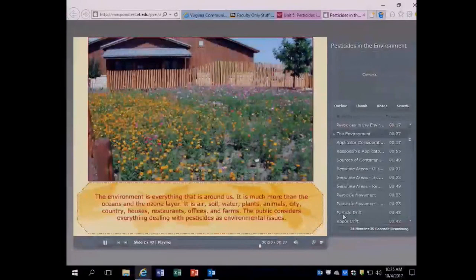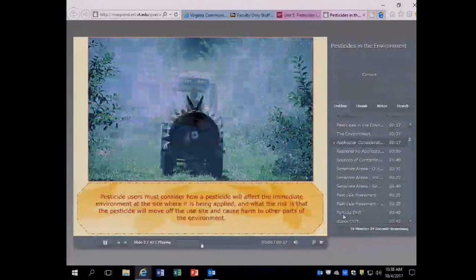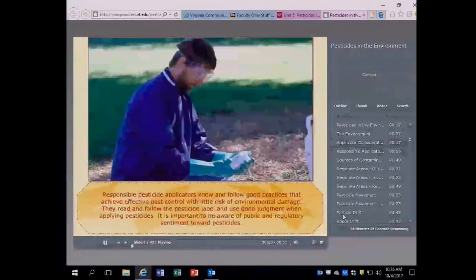Anyone who uses a pesticide, indoors or outdoors, in a city or in the country, must consider how that pesticide will affect the environment. Pesticide users should consider several things. One is, how will this pesticide affect the immediate environment at the site where it is being used? And what are the dangers the pesticide will move out of the site area and cause harm to other parts of the environment? Pesticides can harm all types of environments if they are not used correctly. Responsible pesticide users know and follow good practices that achieve effective pest control with very little risk to the environment.